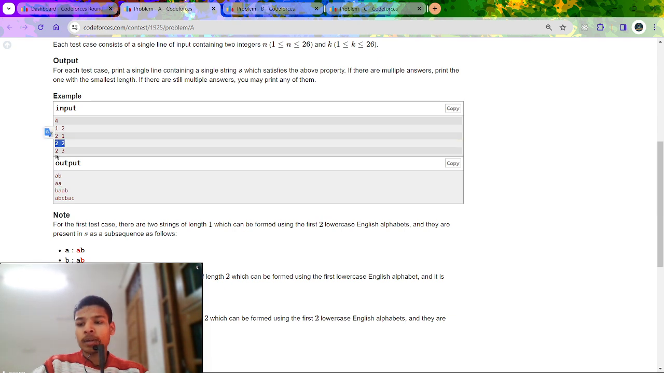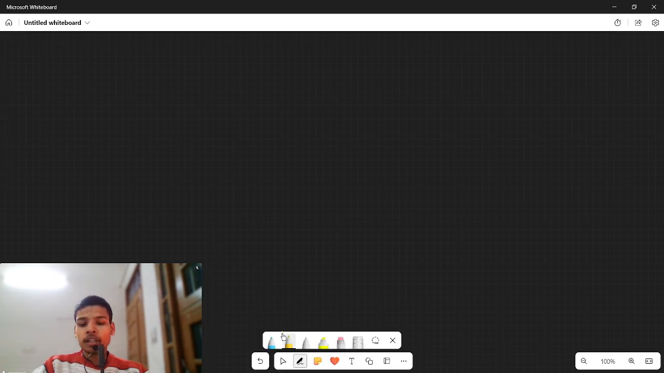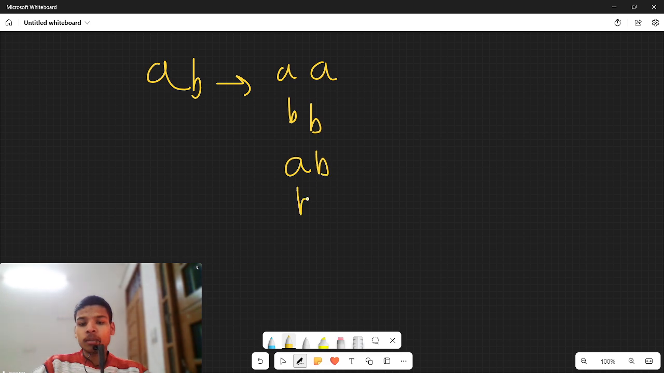Now my number of characters is 2 and my length is 2. So how many strings can I form? If I write it here, I have characters a and b, then how many strings of length 2 can I form using a and b? They are aa, bb, ab, and ba.